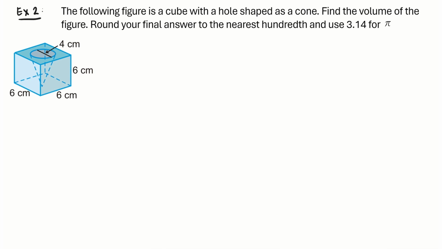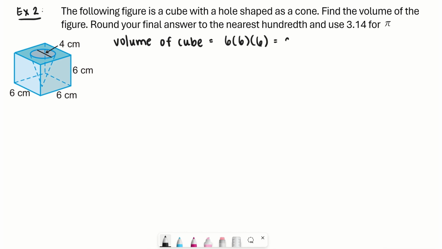Now let's look at another example. We have a cube here with a hole inside that is shaped as a cone. We want to find the volume of this figure. We're going to round our final answer to the nearest hundredth and use 3.14 for pi. The volume of a cube is equal to the side lengths multiplied together, so 6 times 6 times 6, which will give us 216 centimeters cubed.